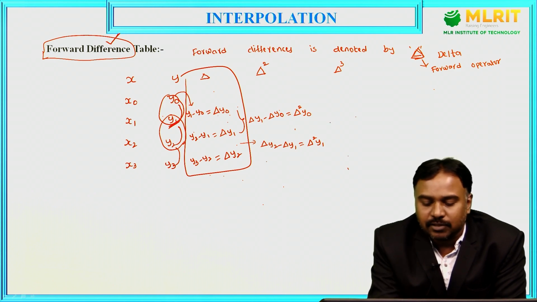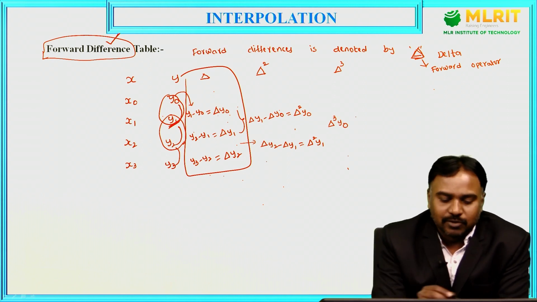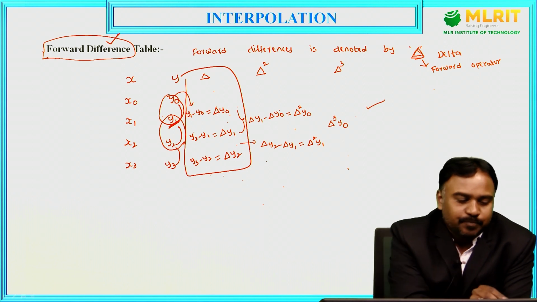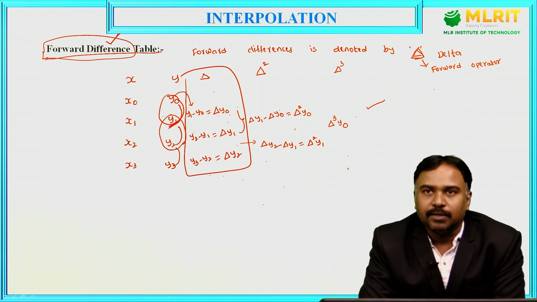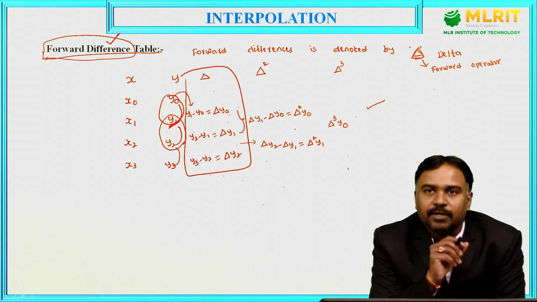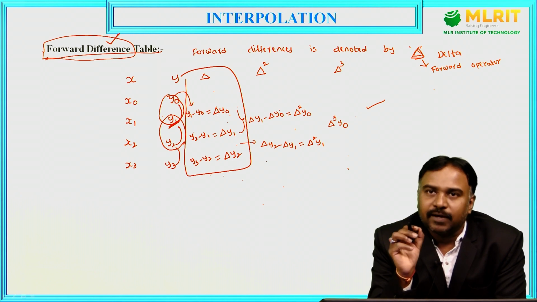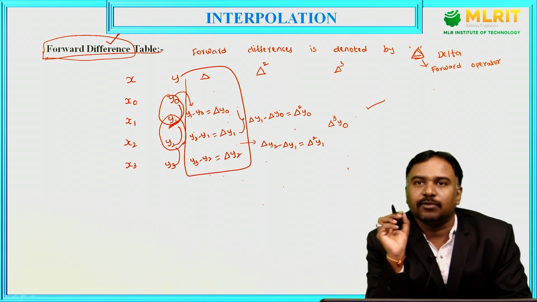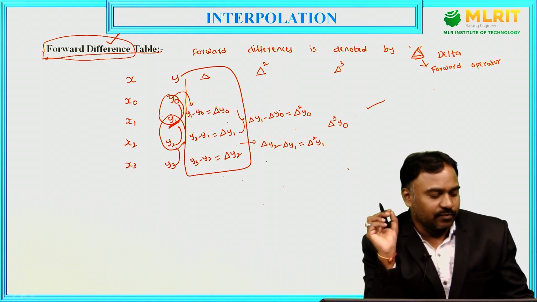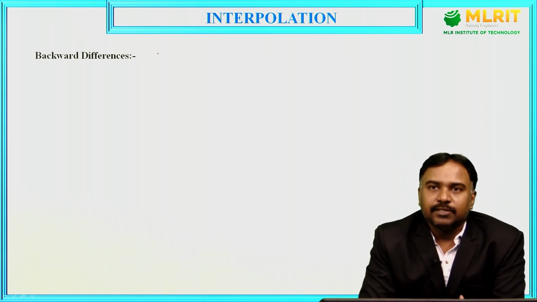The difference of the second order differences is called the third order differences, denoted as delta cube y0. This is how we construct the forward difference table. The next stage is to use this table and the formula, substituting the respective values, to evaluate the value which lies around the beginning of the table. That is the use of the forward difference table. The second concept is backward differences.